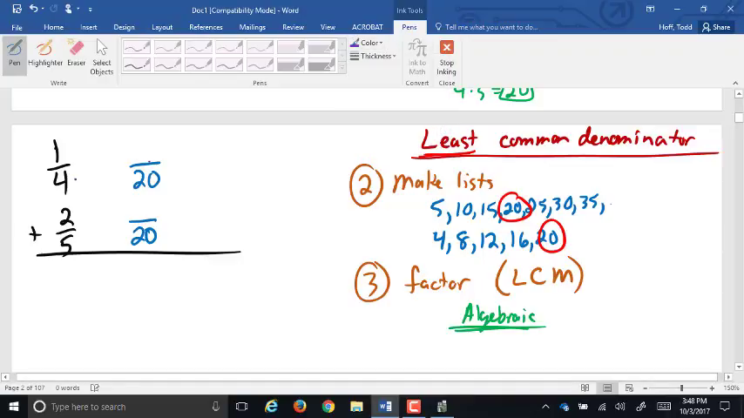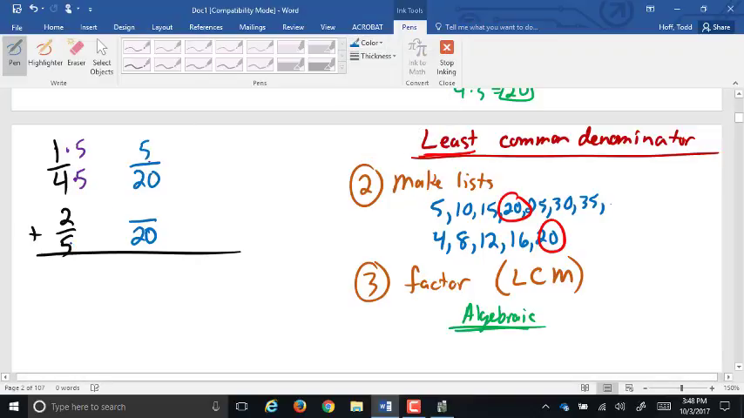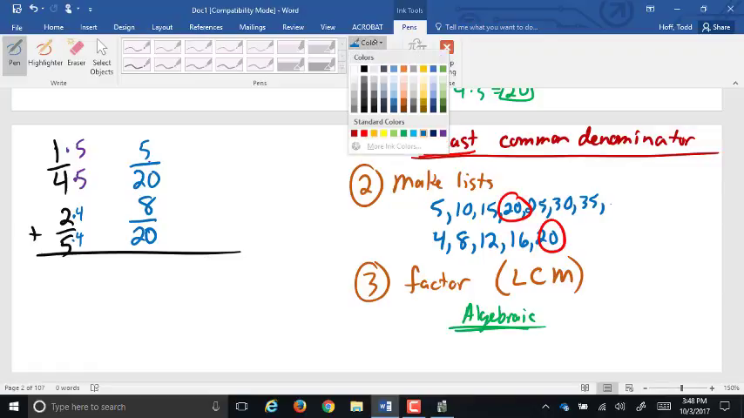To figure out what this becomes, what do you multiply 4 by to make 20? 5, so I have to do the same thing to the numerator. 1 times 5 is 5. Down here, what do you multiply the 5 by to make 20? 4, so what do we do to the 2? Times 4 to make 8.